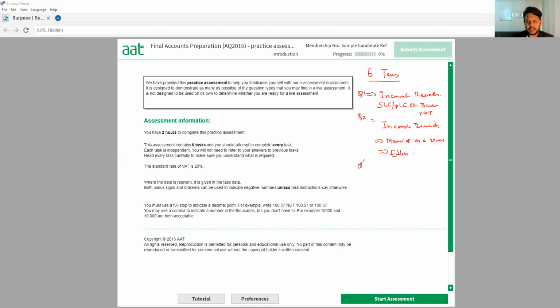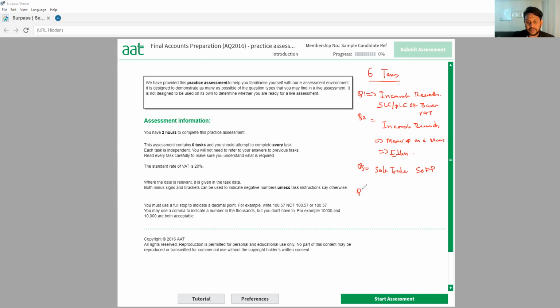Question number 3 is the sole trader financial statement, the SOFP. Sole trader financial statement is very common in the exam, and it will definitely be on question number 3. But sometimes it is possible the question can ask for the profit and loss account as well.